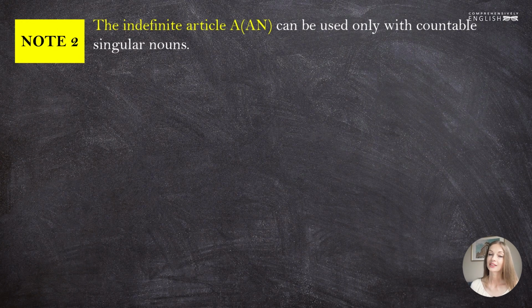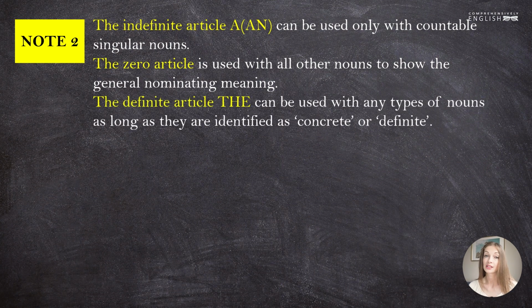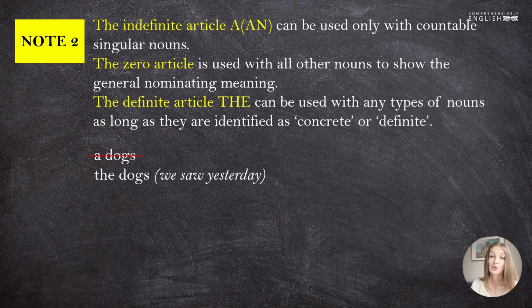The indefinite article a or an can be used only with singular countable nouns. The zero article is used with all other nouns to show the general nominated meaning. The definite article the can be used with any types of nouns as long as they are identified as definite or concrete. For instance, I can't say a dogs, but I can say the dogs we saw yesterday. Or simply dogs if I speak about all dogs in general.